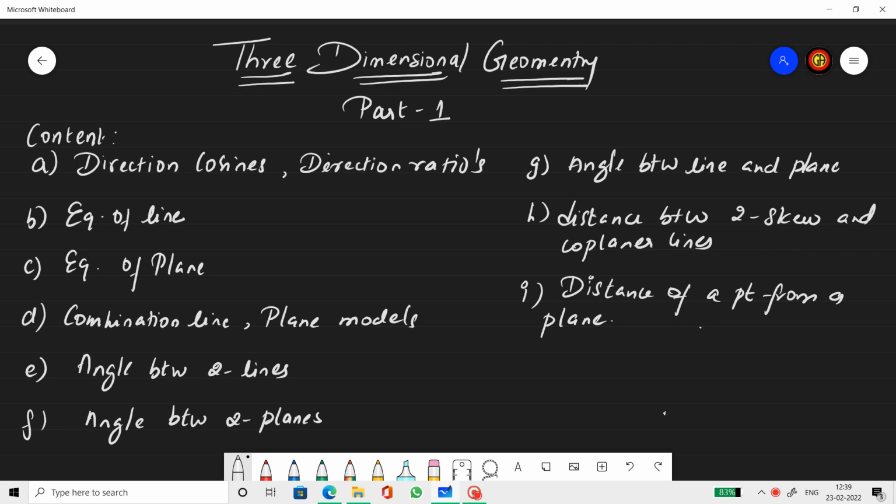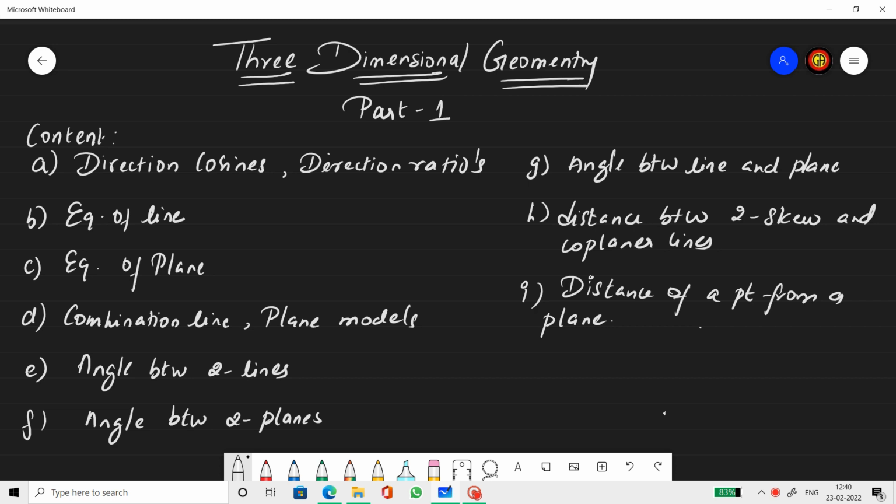In today's class, I'm going to start three-dimensional geometry. This is considered as one of the toughest areas, comparatively similar to integration, in terms of weightage. So this time I'm going to cover many videos based on three-dimensional geometry. This is the introduction class on three-dimensional geometry.